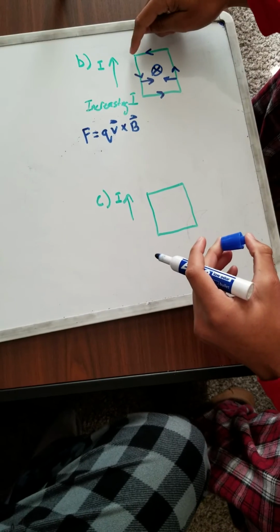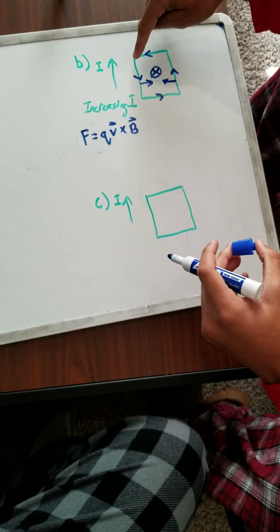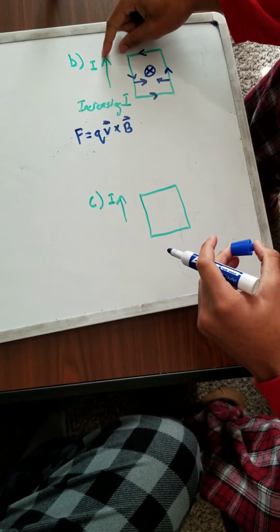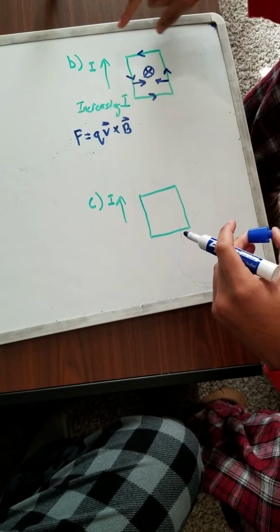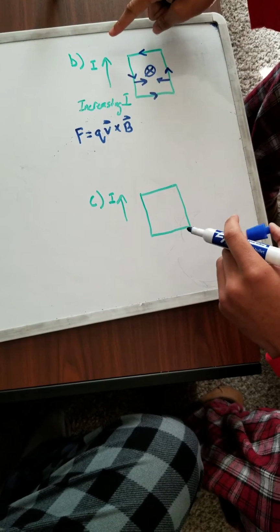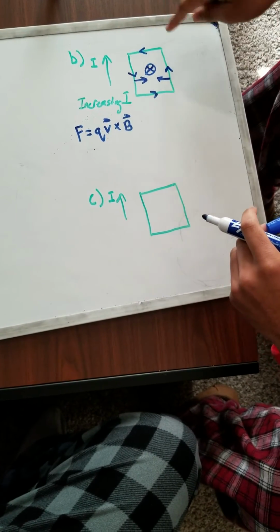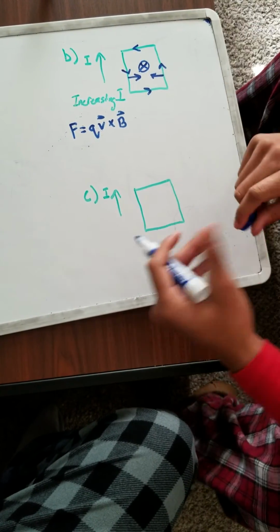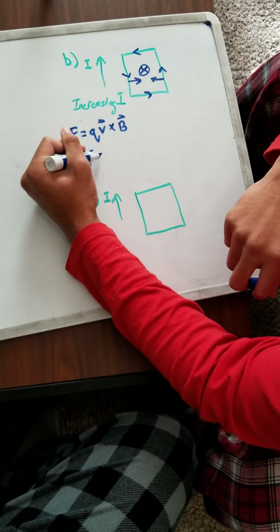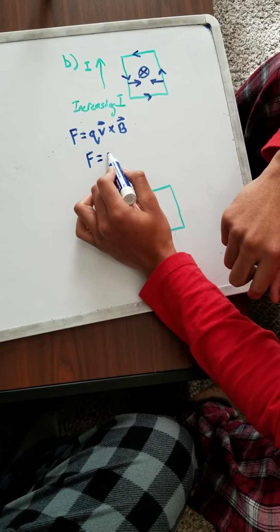Now, the distance from the current to the left side of the box is shorter than the distance from the current to the right side of the box. So that means the force on the left side of the box will be stronger than the force on the right side of the box, meaning the overall force would be to the right.